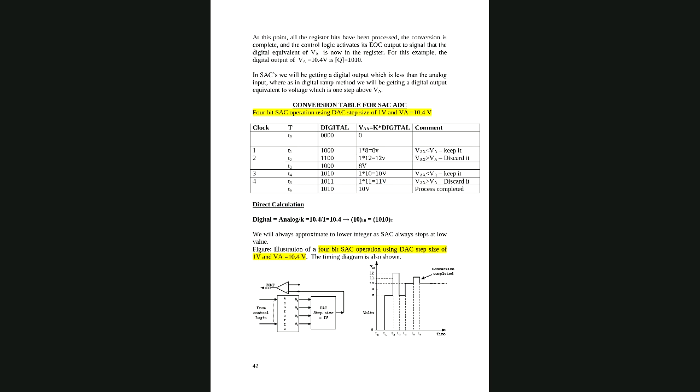The timing diagram, very simple. We keep the cycles here on the x-axis and these values on the y-axis, and we just draw. We take different values and we draw. Very simple. So this is the way.